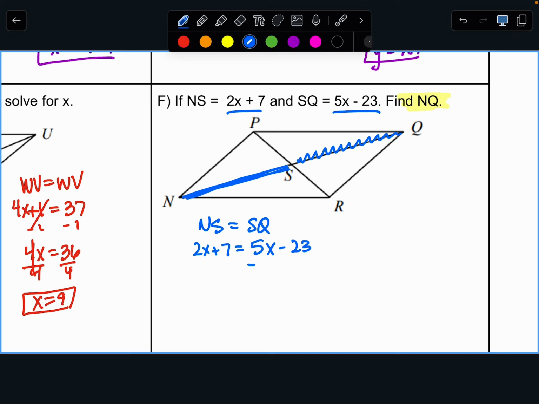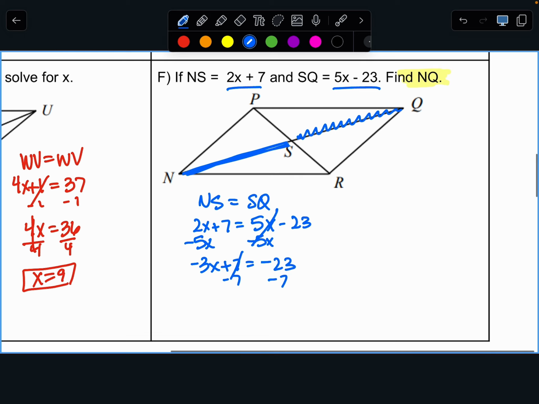So let's subtract 5x from both sides. Negative 3x plus 7 equals negative 23. Minus 7, minus 7. Negative 3x equals negative 30. And we divide, x is 10. But I asked for NQ. I don't have an expression to find NQ, but I do have NS.